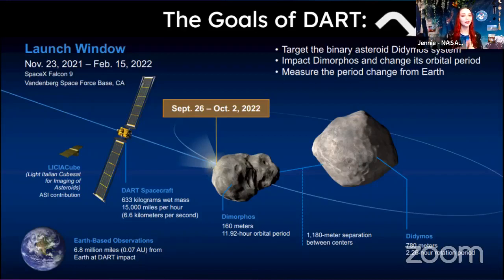So there's a smaller asteroid that goes around a bigger one. The spacecraft wanted to crash into the smaller one and see if it could move that small asteroid in its orbit around the larger asteroid, because if we prove that crashing a spacecraft into an asteroid can move it, that means that is a good technology to use if there was an asteroid on a collision course with Earth.